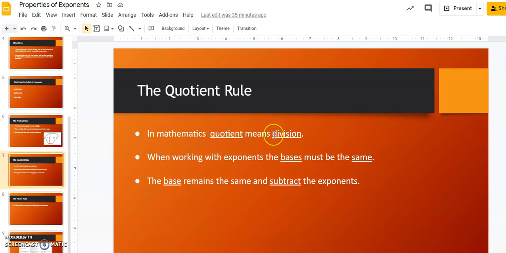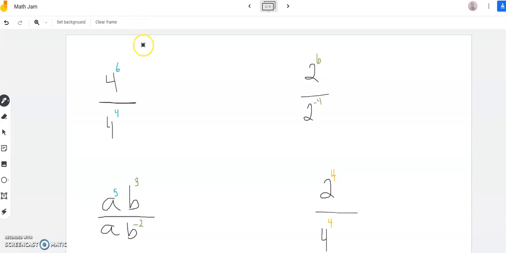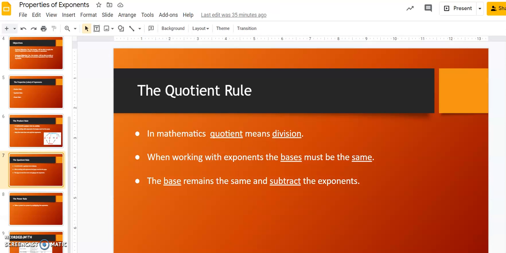All right, they're asking us to divide. That line means that. Are the bases the same? The bases are. They are the 4s. That's the big number that holds up the little exponent. So they are the same. So we can apply the quotient rule. And how do we do that? If the bases are the same, then the base remains, and you subtract the exponent.